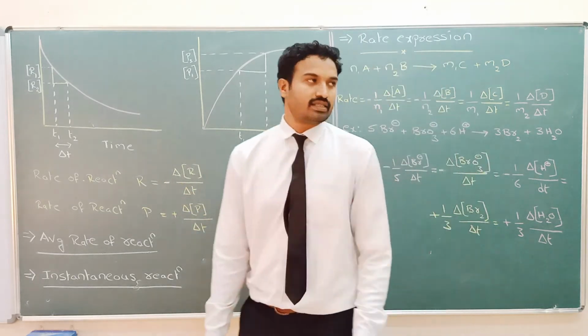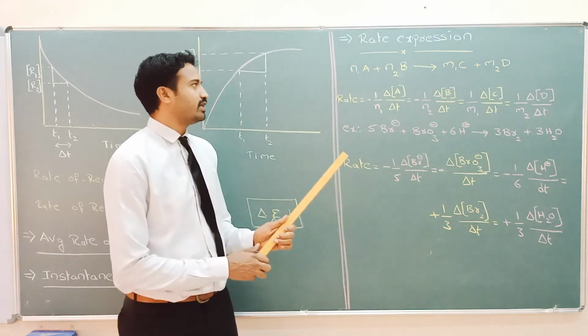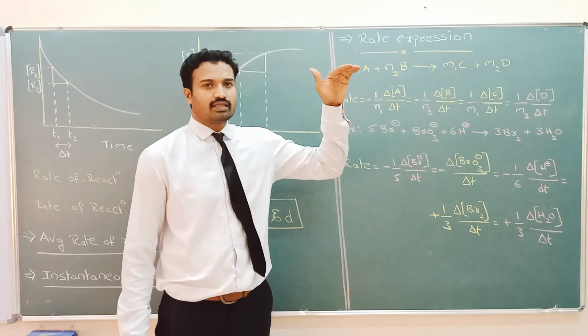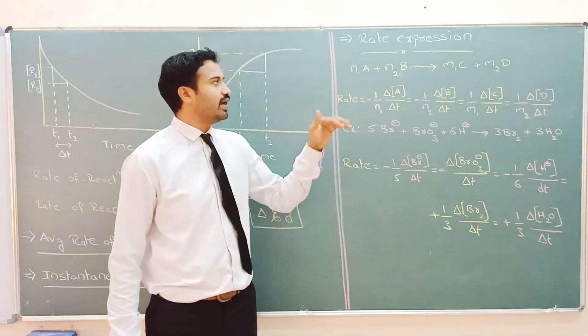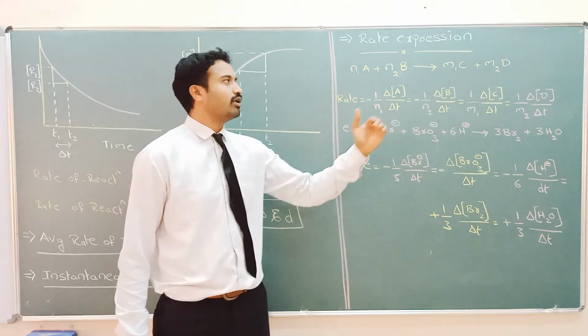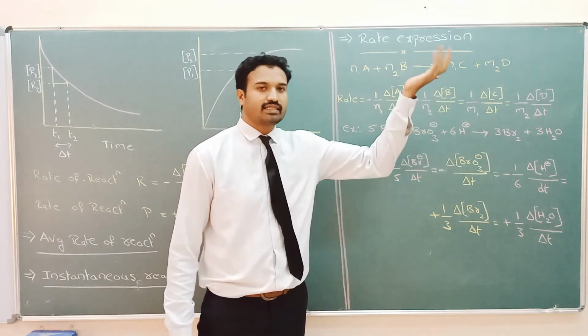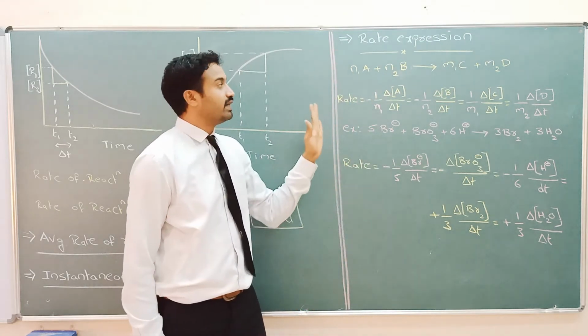Next we will see rate expression. Rate expression is, we know reactant concentration gradually decreases, product concentration gradually increases. So reactant concentration is always represented with minus sign, product concentration is always represented with plus sign. If the number of moles is there, the expression is like this.